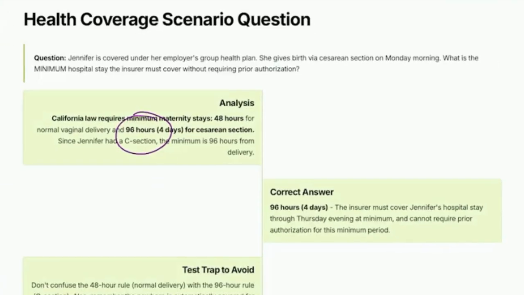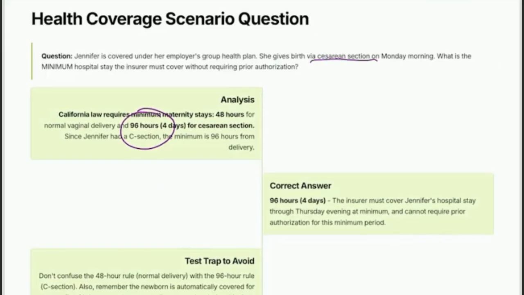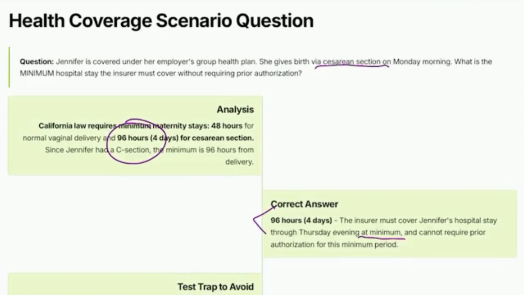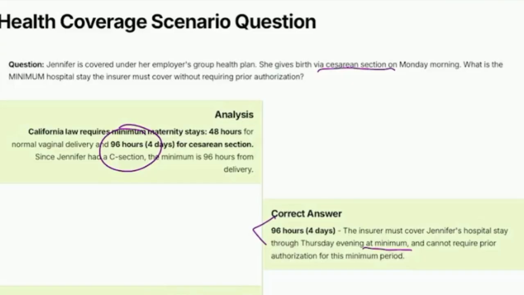California law requires a minimum maternity stay of 48 hours for normal vaginal delivery and 96 hours for C-section. So again, that correct answer was 96 hours. The insurer must cover Jennifer's hospital stay through Thursday evening at minimum. Doesn't necessarily mean that they're kicking her out or stop covering. It's saying that they have to at least cover during that time. She's protected in her policy to be covered for at least that amount of time. It could be more. Don't confuse the 48-hour normal delivery with the 96-hour for C-section.